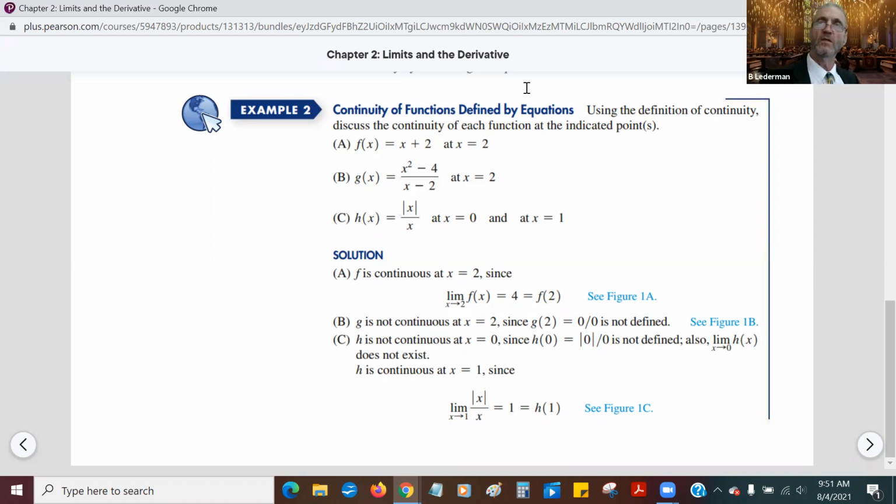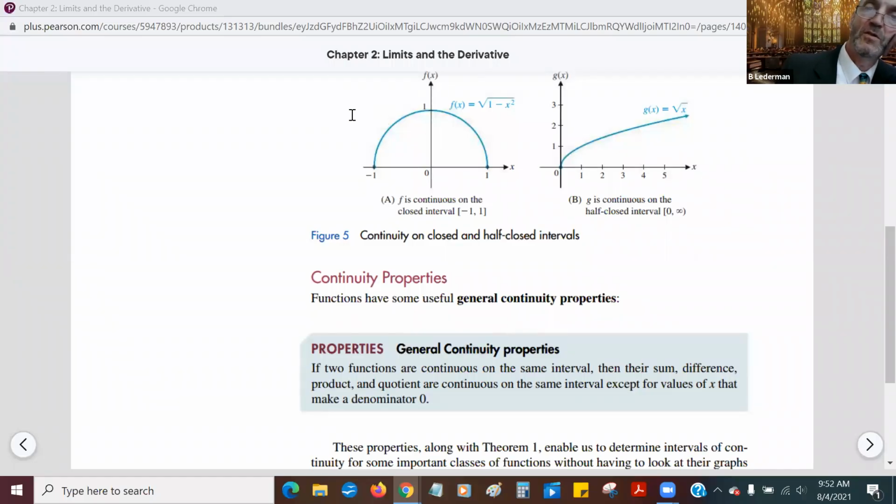Now let's take a look at this. We define continuity on an open interval, but it can be, as you see, continuous on a closed interval. This is the closed interval from -1 to +1. And this is a little semicircle there. And this is like sort of a half parabola. And this is continuous on the half closed interval 0 to infinity.